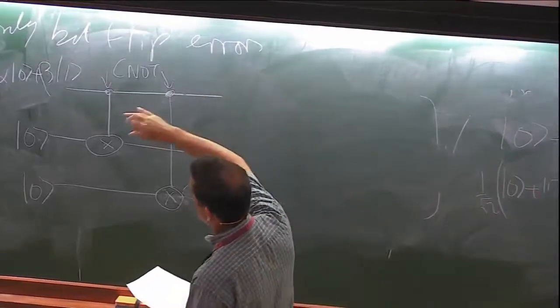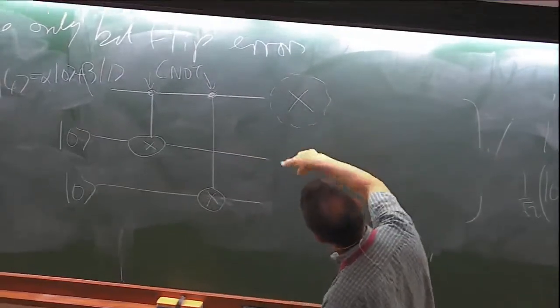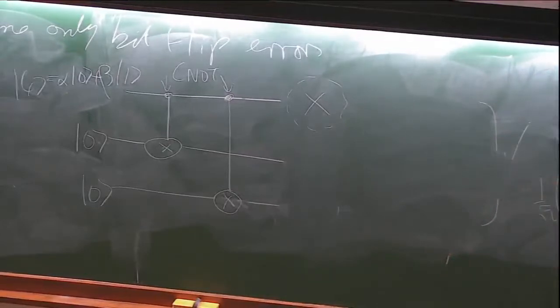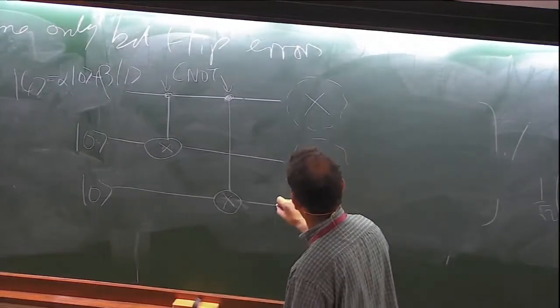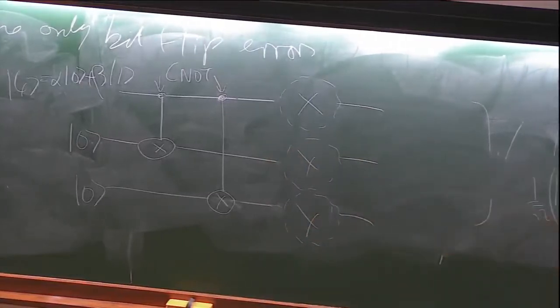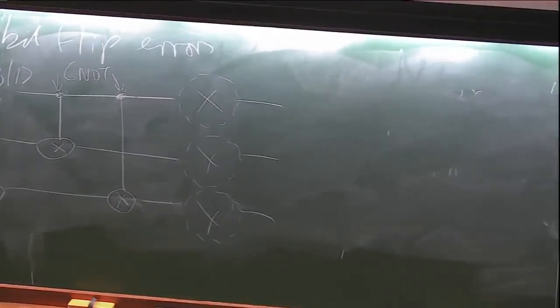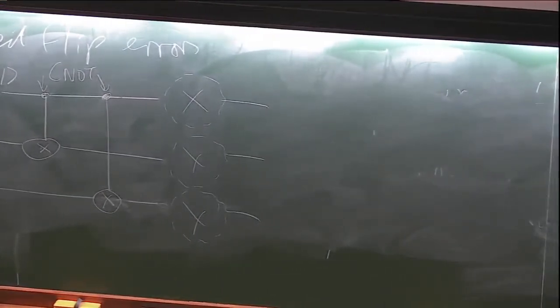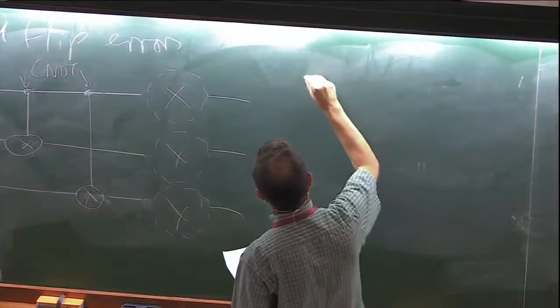So remember, we're only assuming bit flip errors. So possibly this one might get flipped. So I indicate with an X, but a dashed line around it to indicate maybe. And similarly for this, and similarly for this. We're going to assume that at most 1 bit is flipped, so essentially assuming that the error rate is small, and we neglect the probability that 2 bits are corrupted.